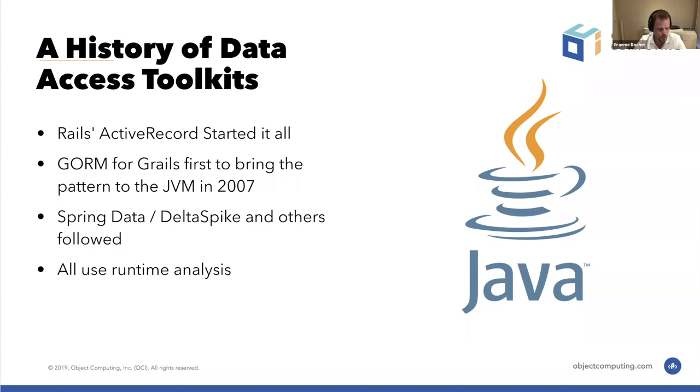Further along the history, other projects like Spring Data and Delta Spike, and a few others followed that eventually essentially copied the same approach. And it's become a pretty common approach, and a very popular one, to automatically implement methods that map your objects to and from the database. The majority of these tools, however, use runtime analysis, and I'm going to talk a little bit about that more.